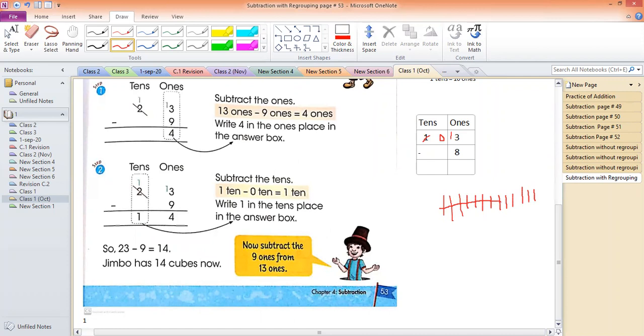Now check how many lines are left. Count with me. 1, 2, 3, 4, 5. How can you say 6? Why do you say 6? It is 5.